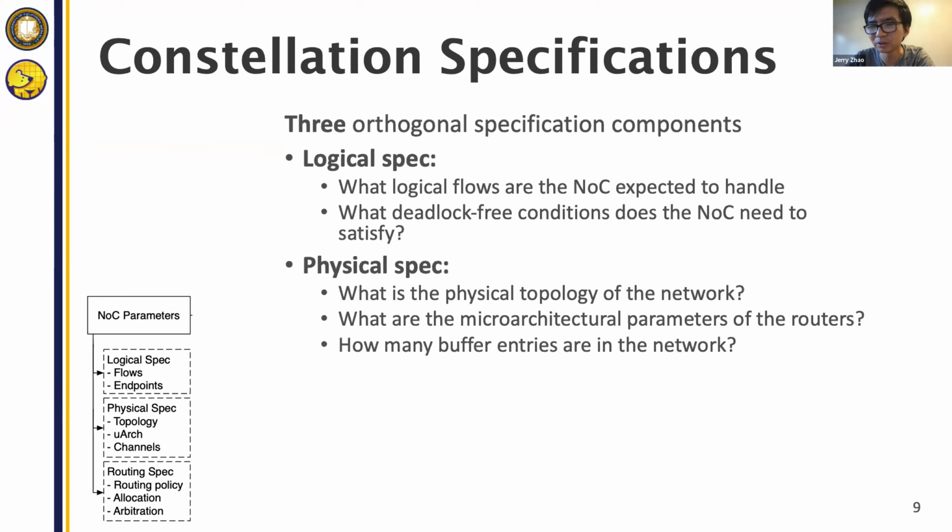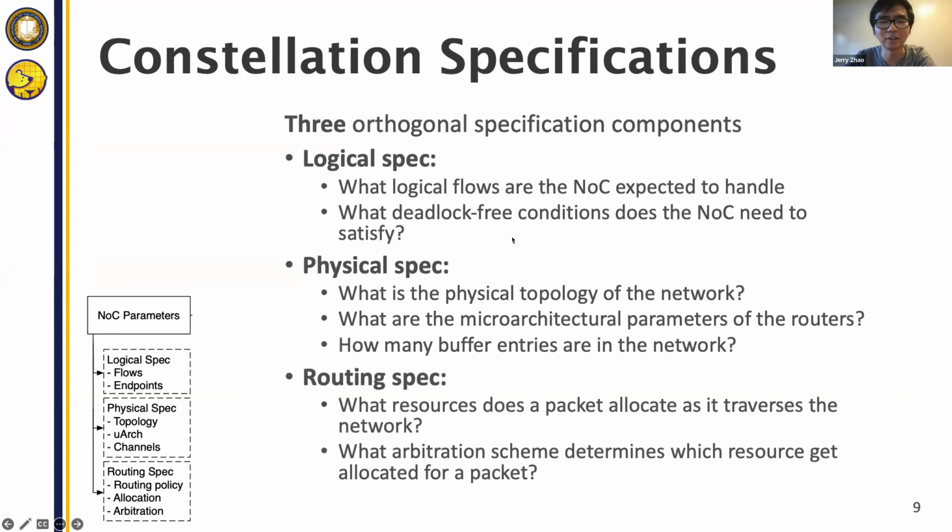How wide are the channels? How many buffer entries are in each channel? These types of parameters. And the final component of specification is the routing spec, which is the component which marries the logical spec to the physical spec. This is an allocation policy for physical resources to packets as they traverse through the network.